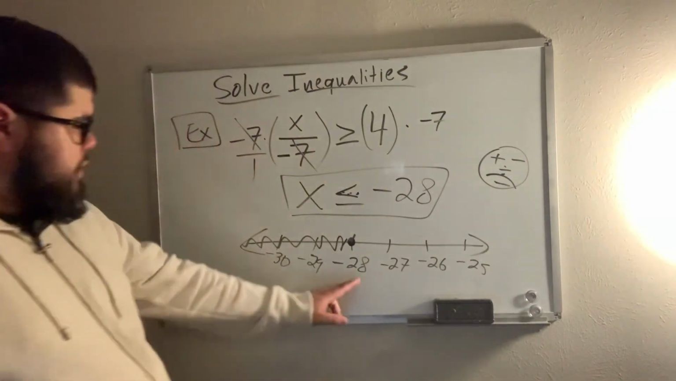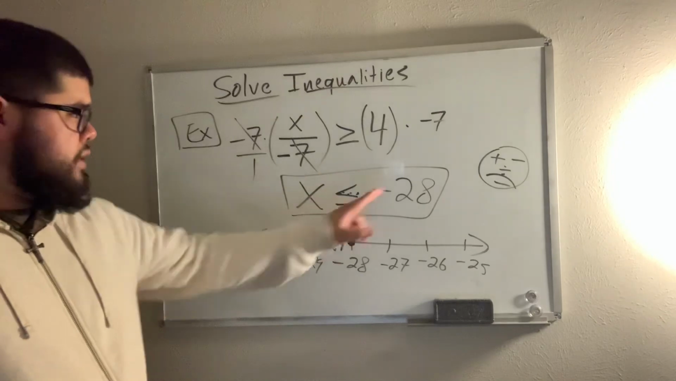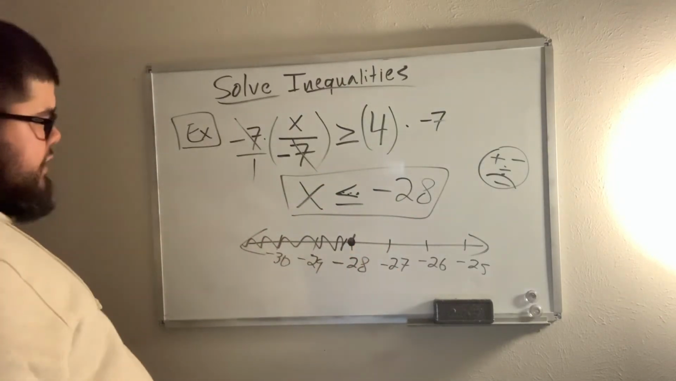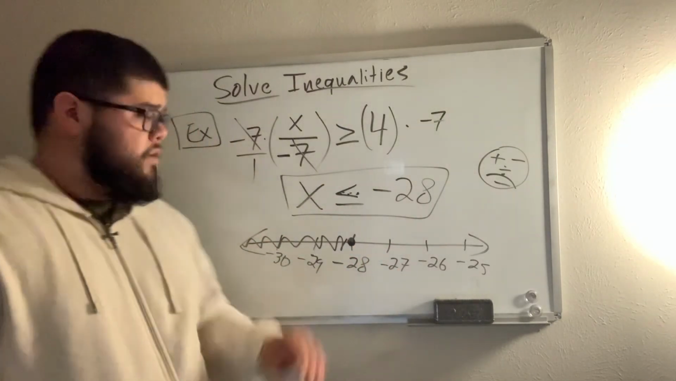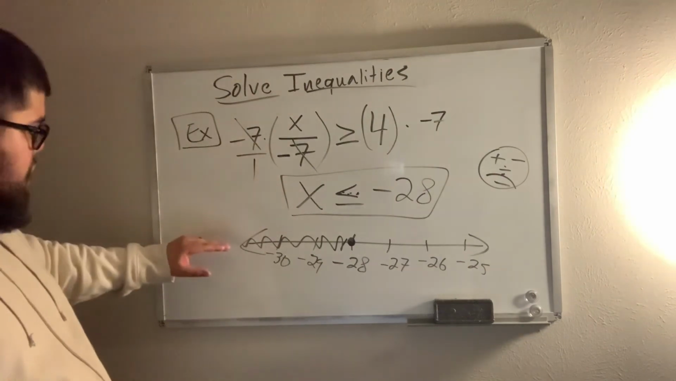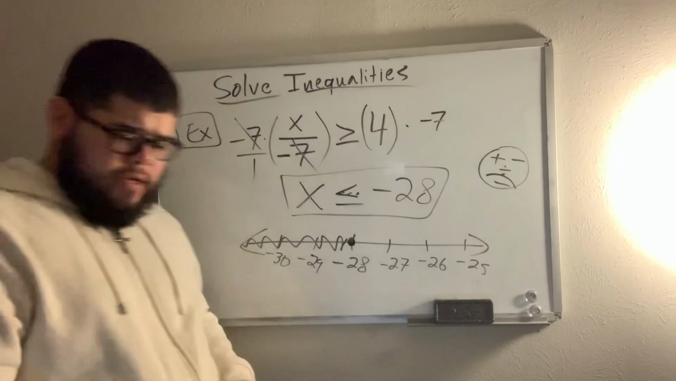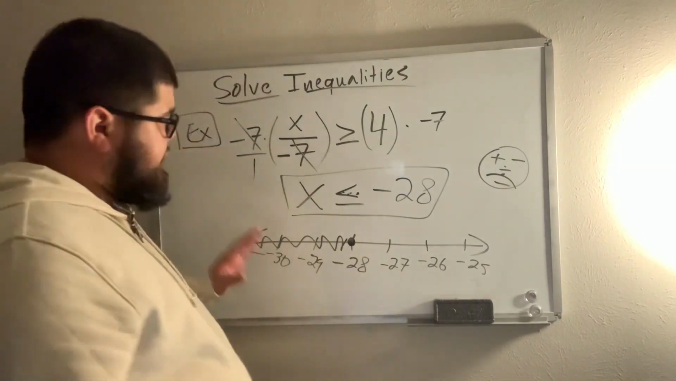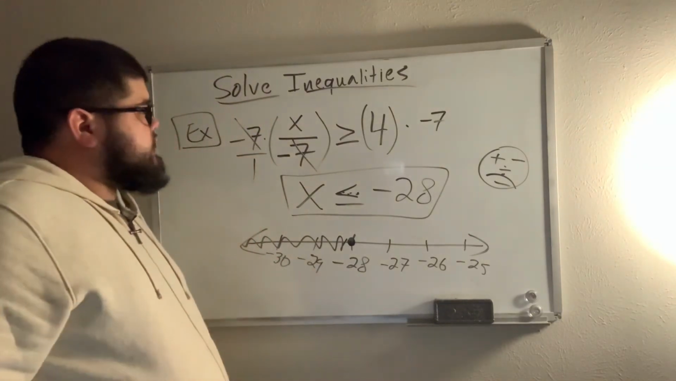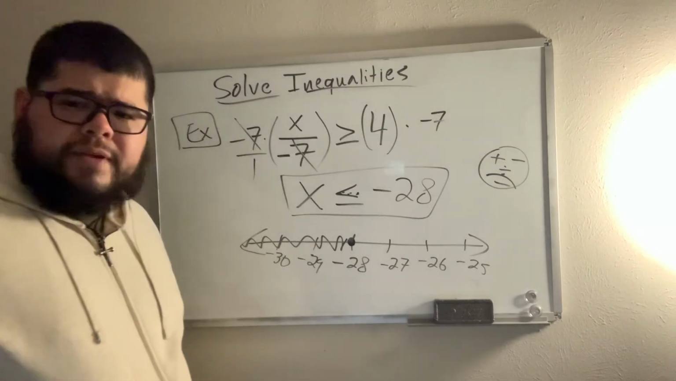It sure is. Can we include negative 28? Is negative 28 less than or equal to negative 28? It sure is. Everything this way. This is our solution to our inequality. This is our number line solution. This is our graphed out solution. That is our examples of solving inequalities. Okay? Thanks for watching.